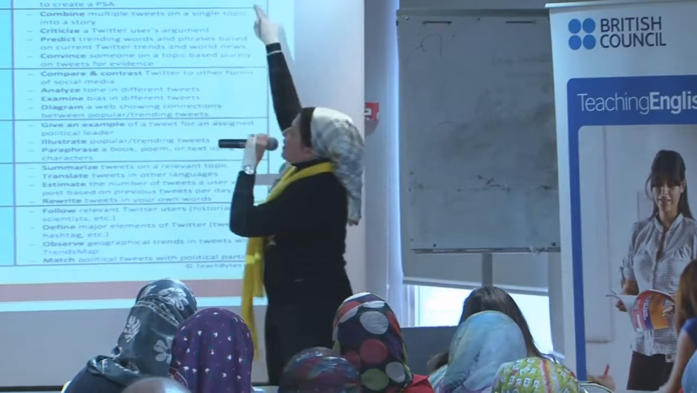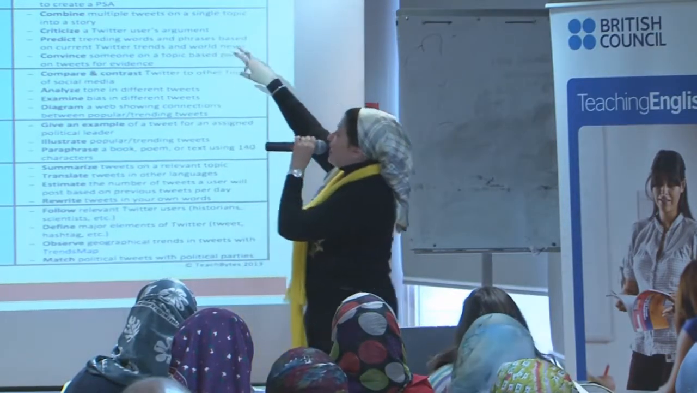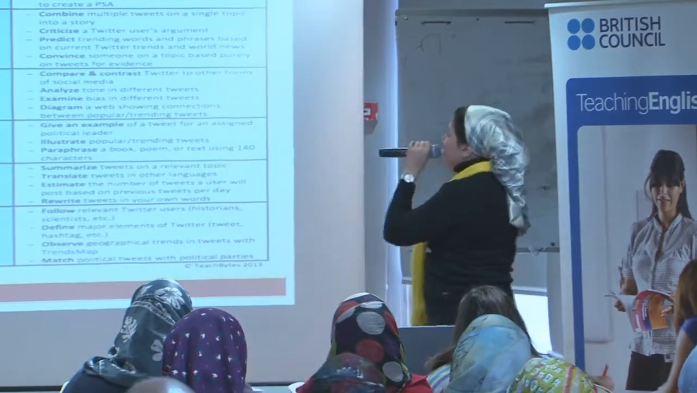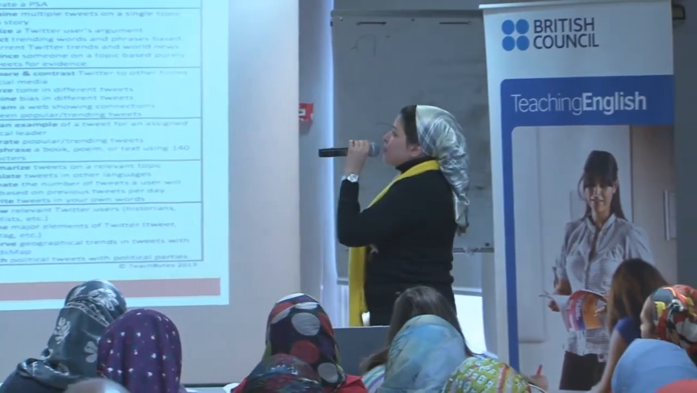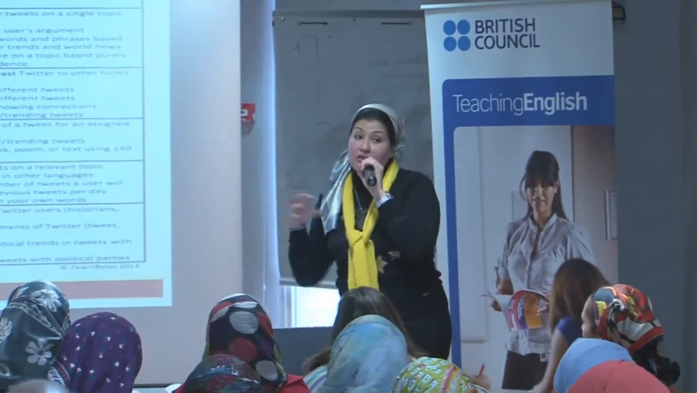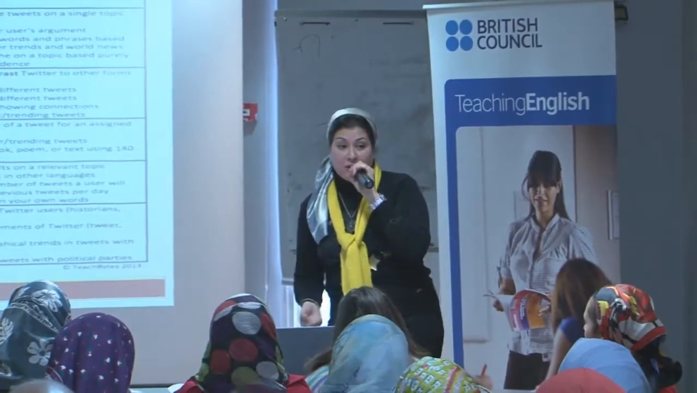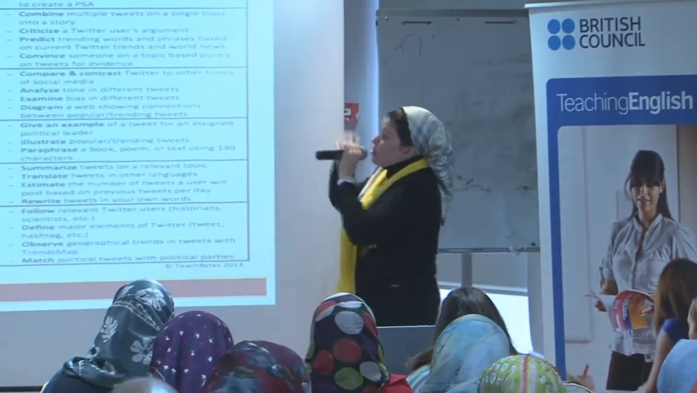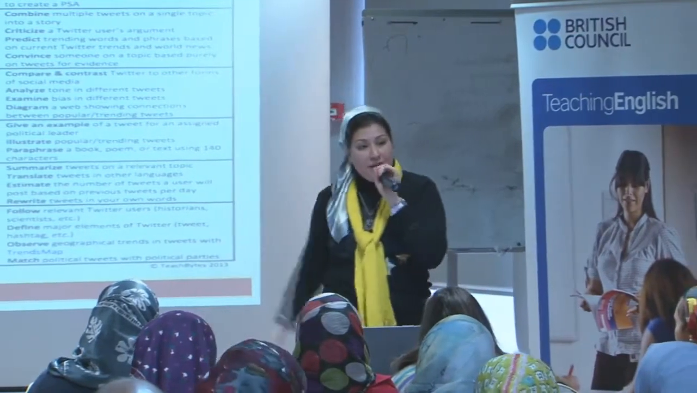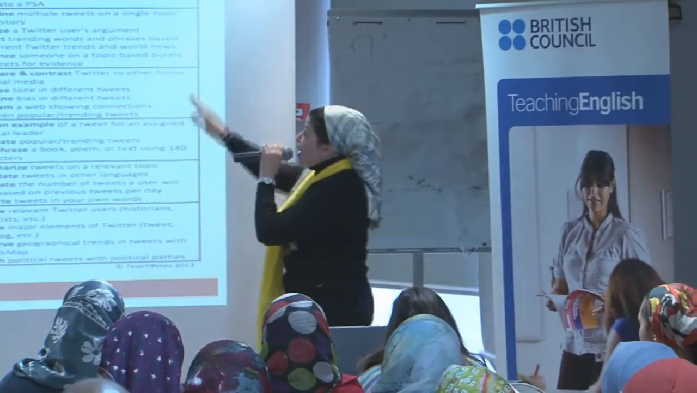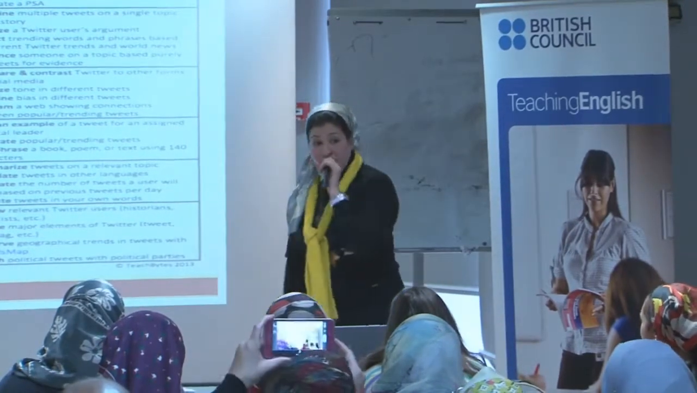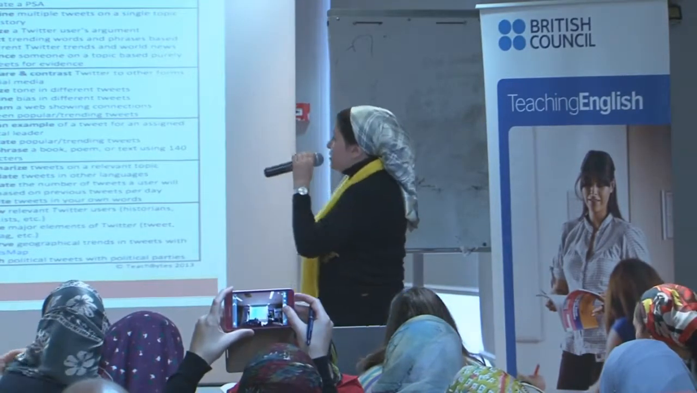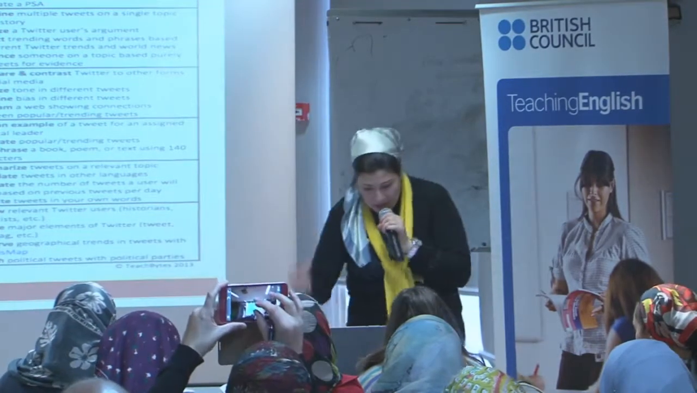If you want them to create, they can create a fake, which we shouldn't teach them to do, but a fake accurate Twitter profile for a historical or literary figure, and they imagine the kind of tweets this figure would put on Twitter. Remix trending tweets with video and music to create their own page. Criticize a Twitter user's argument. Predict trending words and phrases based on current Twitter trends and world news, and so on. Many uses of Twitter.